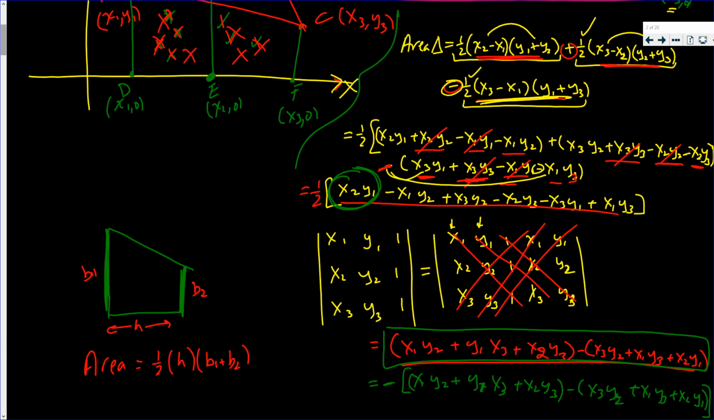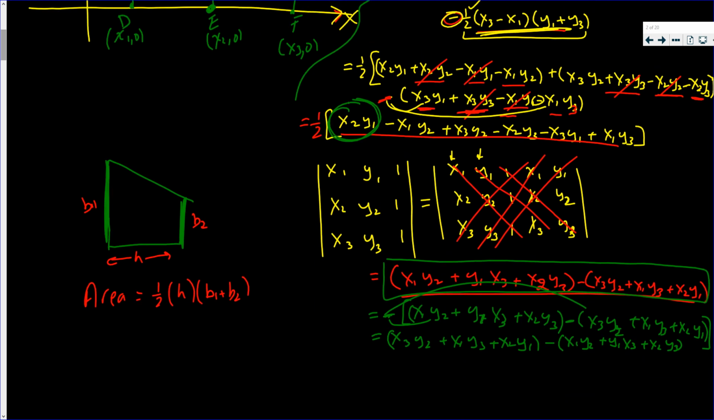If you have a minus in front, so this last line is just minus times this, because there's another minus there, is x3y2 plus x1y3 plus x2y1 minus all of this, minus x1y2 plus y1x3 plus x2y3. Okay.